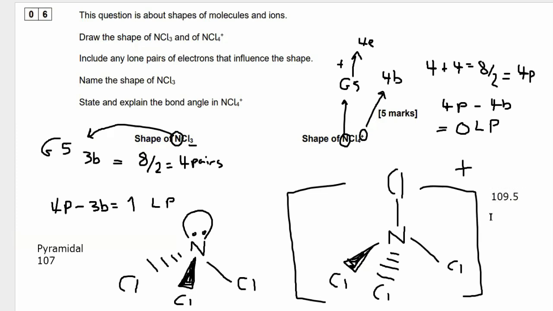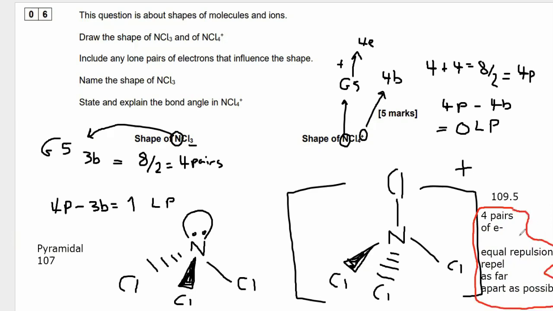Now, important with this, I've left myself no room for writing because I'm a bit of an idiot, but it actually says state and explain the bond angle in NCl4+. Didn't ask me to draw it all out, so I'm only really getting a mark for the 109.5 bond angle. Why does it have a 109.5 bond angle? Well, we have 4 pairs of electrons with equal repulsion. So because you've got equal repulsion, they repel as far apart as possible. 4 pairs of electrons, equal repulsion. So we get a bond angle of 109.5. Lovely jubbly.